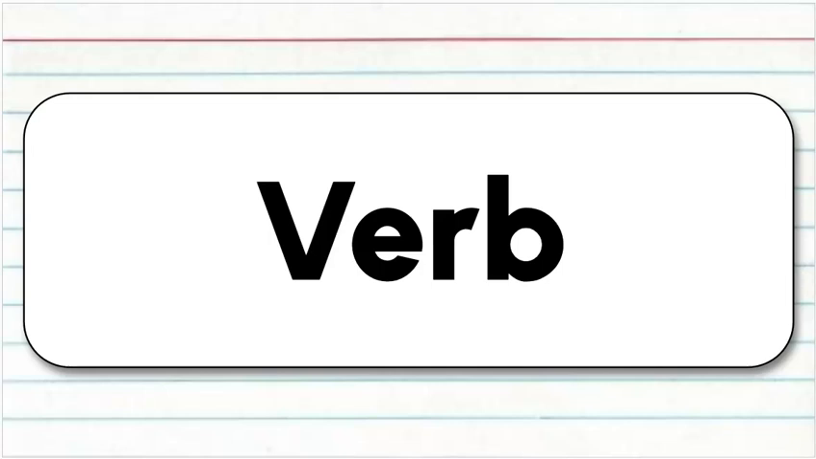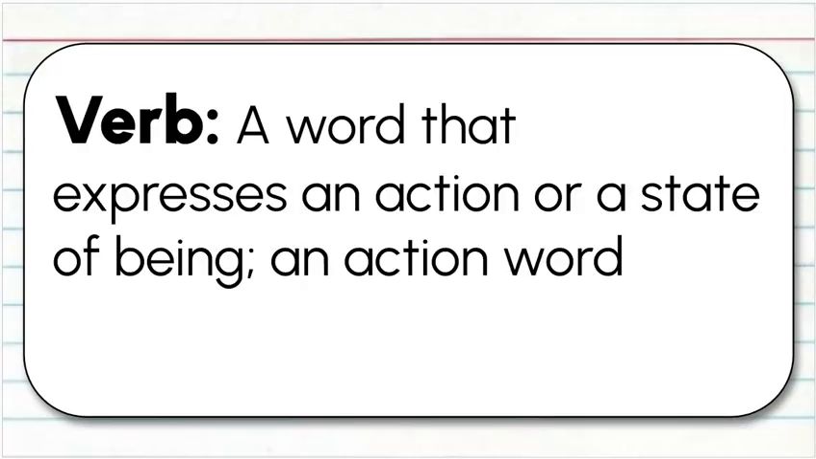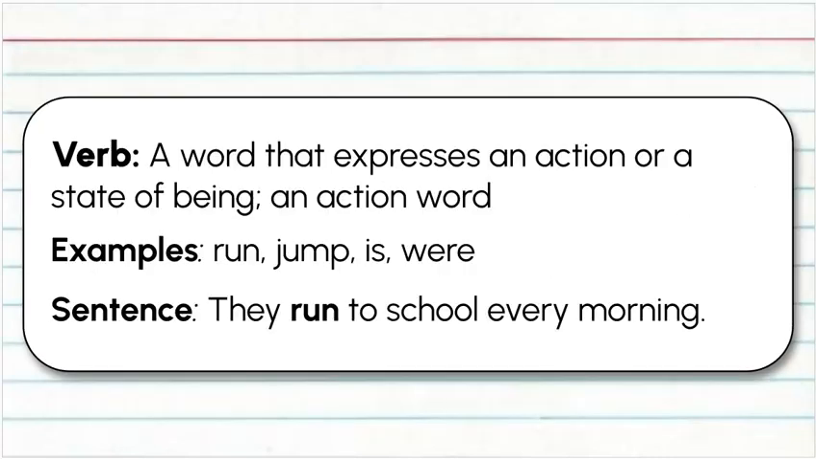Next, we have verbs. A verb is a word that expresses an action or a state of being. Simply put, it's an action word. Some examples might be run, jump, is, or were. In a sentence, you might see it put this way. They run to school every morning. The word run is a verb because it expresses an action. It's an action word.